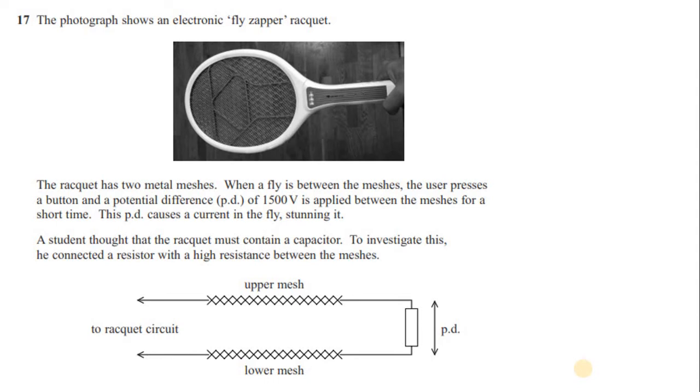Question number 17. The photograph shows an electric fly zapper racket. The racket has two metal meshes. When a fly is between the meshes, the user presses a button and a potential difference of 1500 volt is applied between the meshes for a short time. This potential difference causes a current in the fly, killing it. A student thought that the racket must contain a capacitor. To investigate this, he connected a resistor with a high resistance between the meshes. So this is the system. We have an R here and upper and lower meshes circuit.